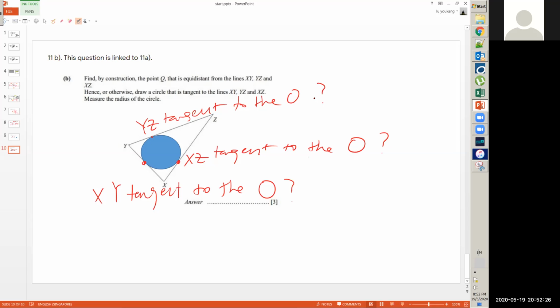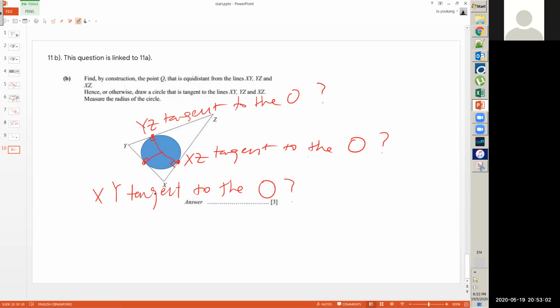Am I right? So what you need to do is find this circle. What is so special about this circle, such that YZ will be tangent, XZ will be tangent, and YX will be tangent? The key is, if you want this to happen, this will be 90 degrees, and this will be 90 degrees, and this will be 90 degrees.